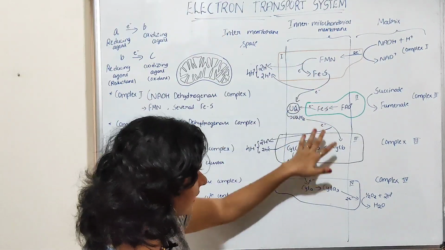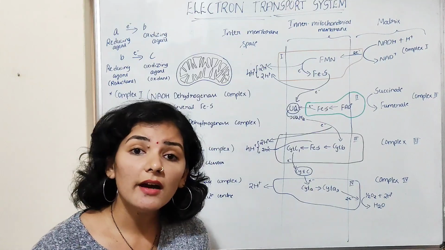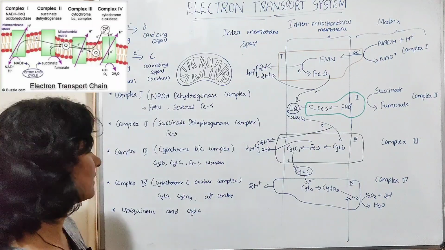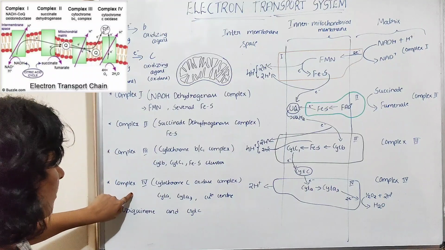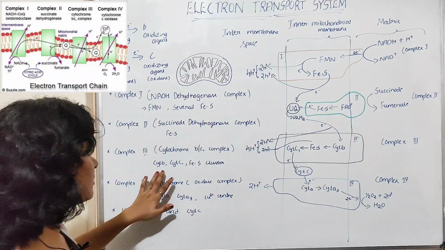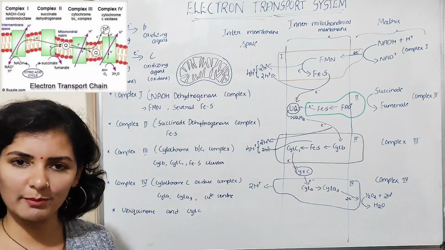There are many carriers which are embedded in the inner mitochondrial membrane, and they are grouped into mainly four complexes. They are complex 1, complex 2, complex 3 and complex 4. Each complex consists of several carriers. So we'll discuss all the four complexes one by one.